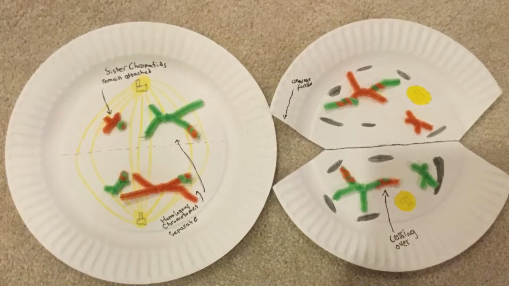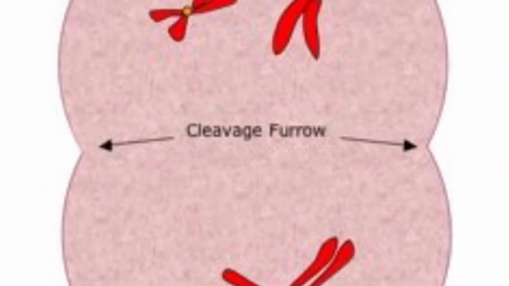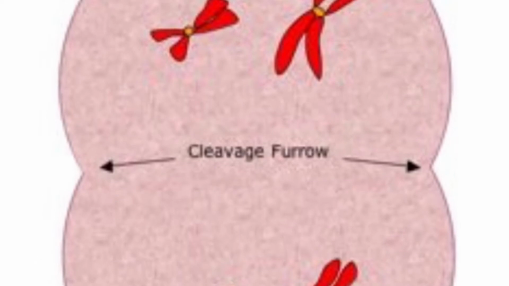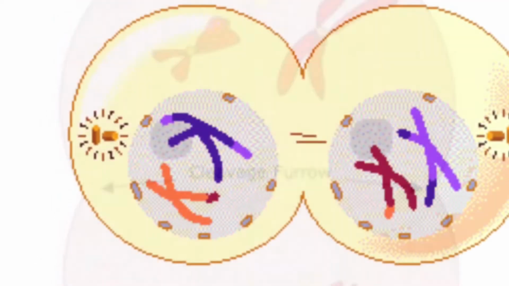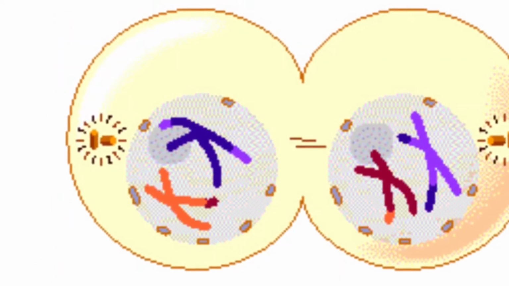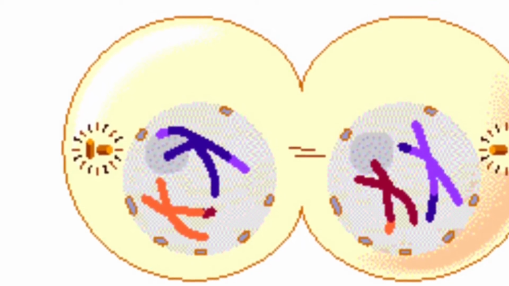The original cell produces two new cells, each containing one chromosome from each homologous pair. The new cells contain half the number of the chromosomes of the original cell. However, each new cell contains two copies as chromatids because the original cell copied its DNA before meiosis 1.